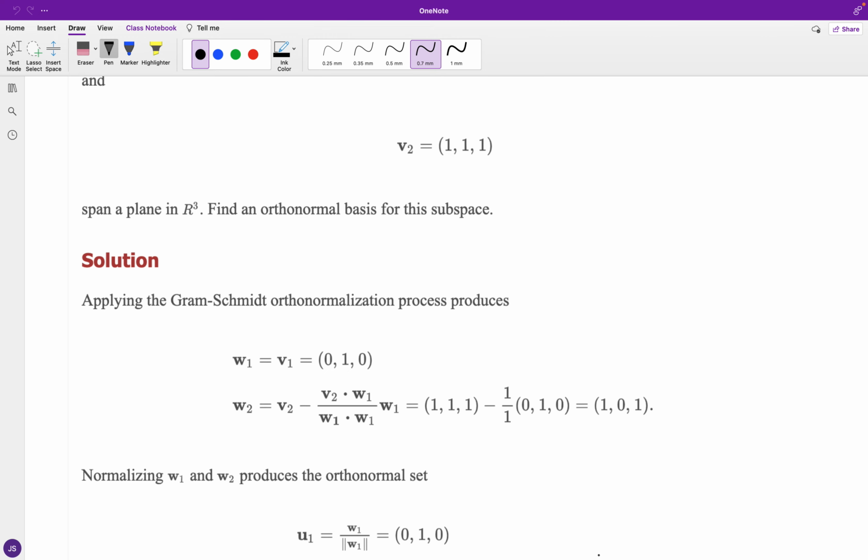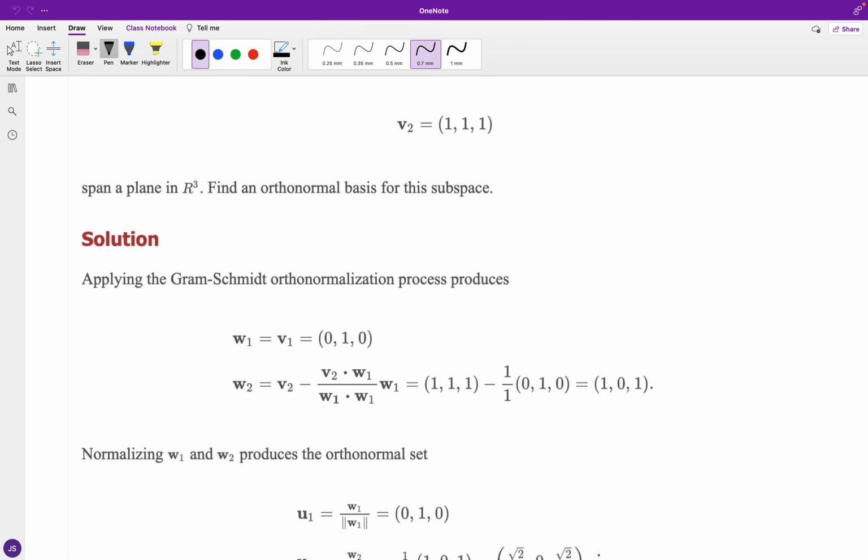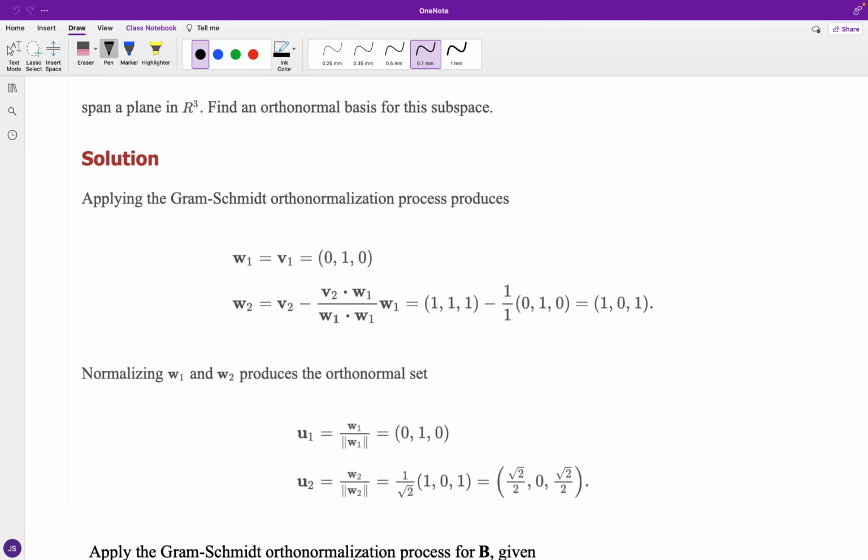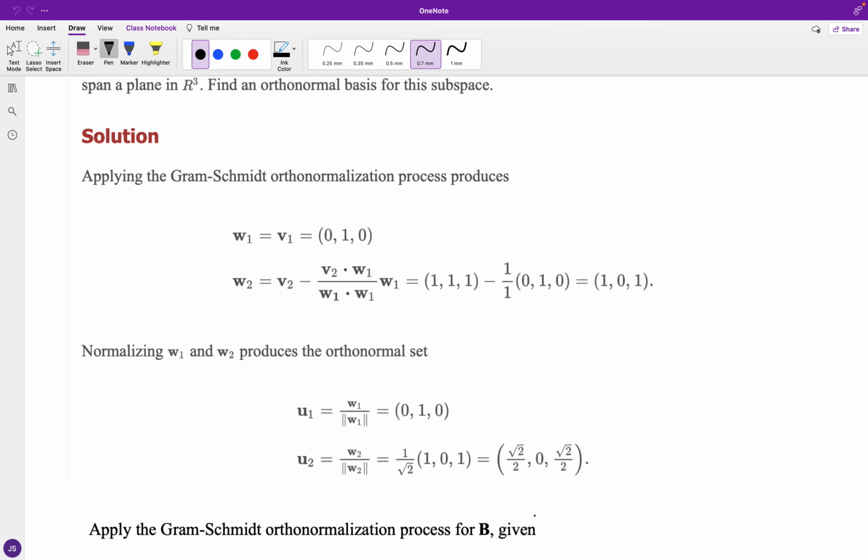Now, to form the orthonormalized vectors, U sub 1 is W sub 1 divided by its norm, and U sub 2 is W sub 2 divided by the norm of W sub 2. U sub 1 and W sub 1 are still the same since the norm of W sub 1 is 1. But for W sub 2, the norm is the square root of 2, so we have (1, 0, 1) divided by the square root of 2. Rewriting, we have (square root of 2 over 2, 0, square root of 2 over 2).